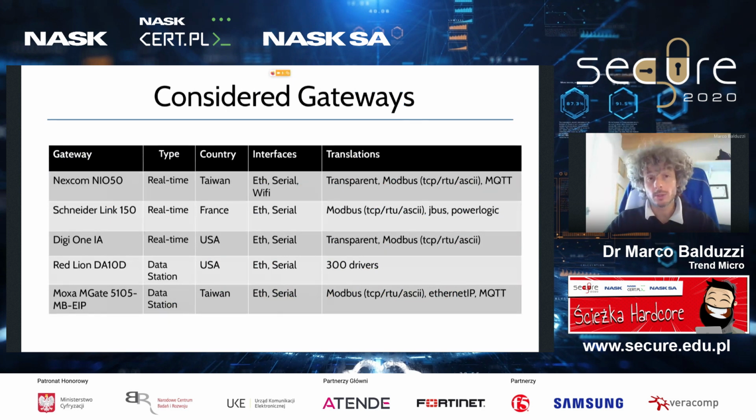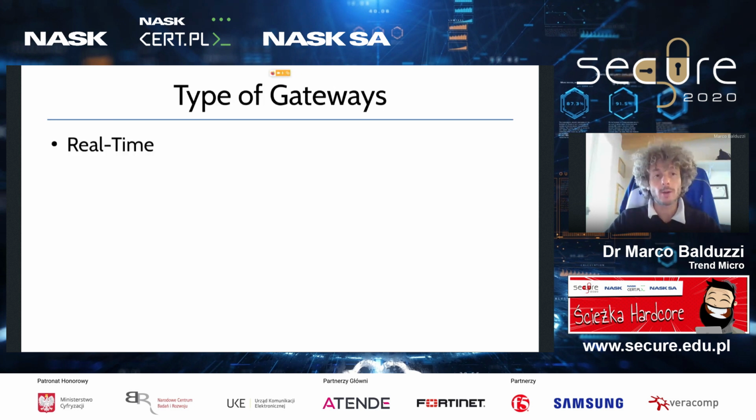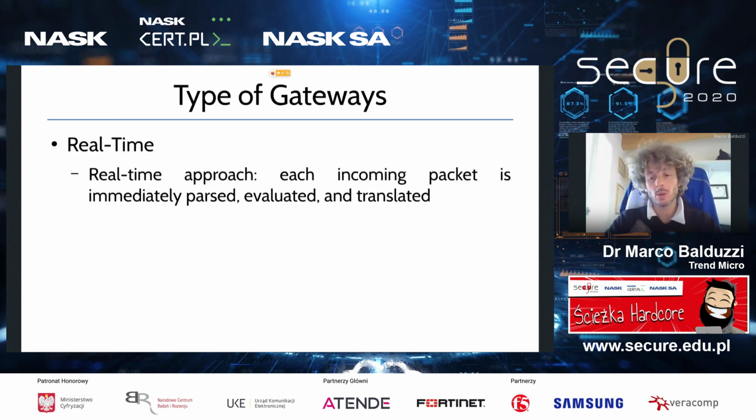These are the list of gateways we consider. So there are some that are from the east side of the world, one that is European, and some that are from the US. They are all pretty much similar to each other. What changed the most is that they fall into two macro categories of gateways. So those that are real-time, that do a real-time translation of network traffic, as could be like the ADSL router or the fiber router you have at home, that translates one inbound packet into one outbound packet.